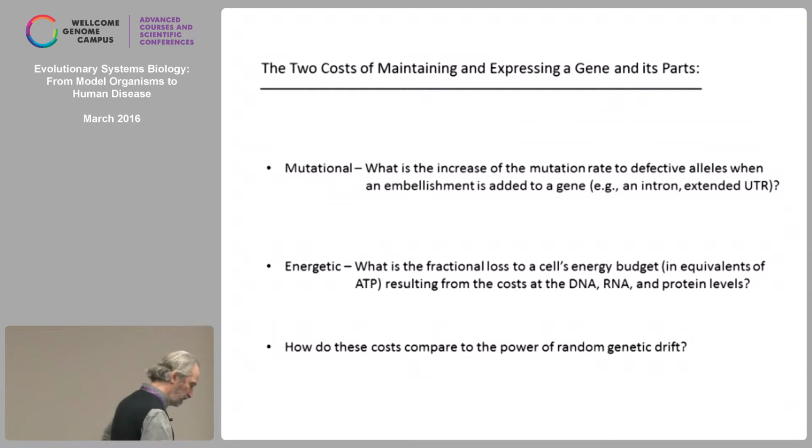And what we mostly are interested in here is how expensive are both these levels of the cost relative to the power of random genetic drift? Because if they are higher than the prevailing role of random genetic drift, then selection can easily modify things. And if they are not, they will just simply accumulate by mutation pressure in genomes. You could probably add other costs to this list here, but these are the 2 I'll talk about today.